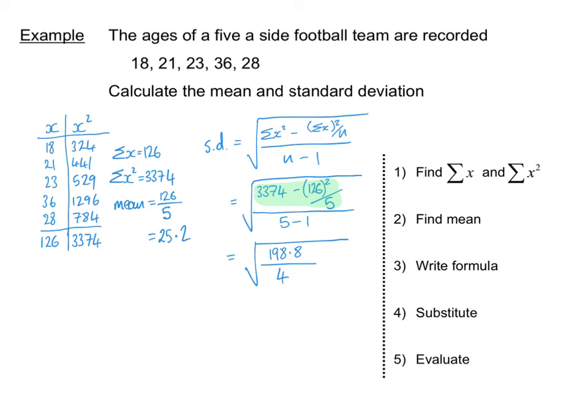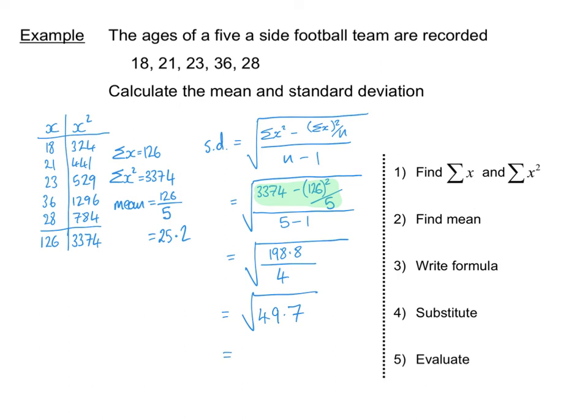So when you do the first calculation here, make sure we're not touching the square root button yet. We're just doing 3,374 minus 126 squared divided by 5. And we end up with this. The next thing I want to do, again, I'm going to leave that square root for the moment. I'm just going to evaluate this fraction. So I'm just going to take the value, which should still be on the screen of my calculator, which is 198.8, and I'm just going to press divided by 4. So take that 198.8 divided by 4, and that's going to give me 49.7.